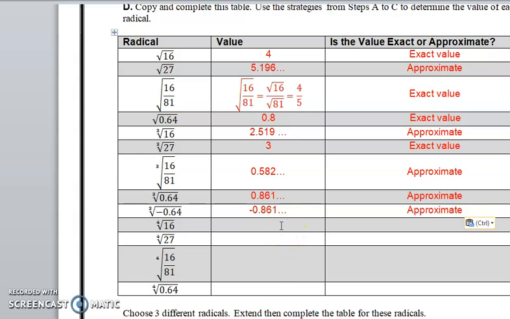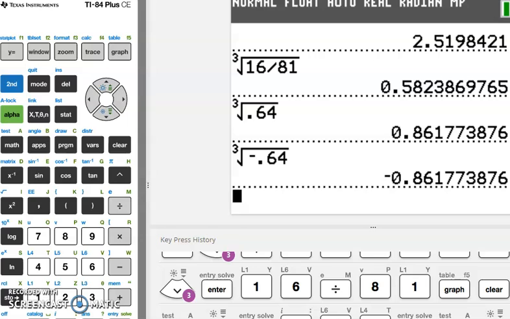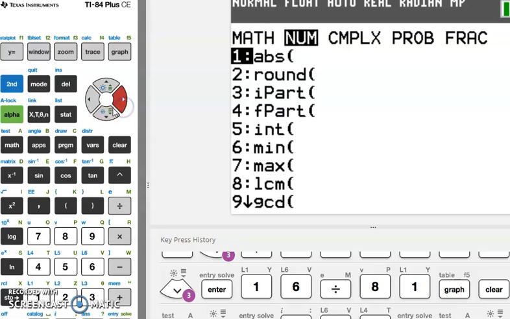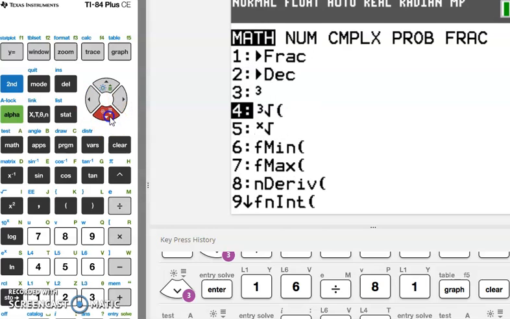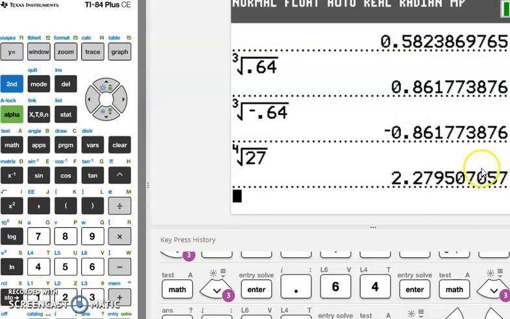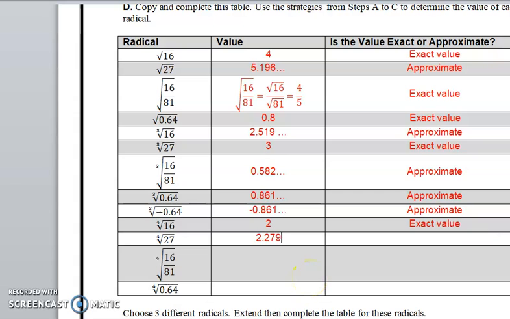The fourth root of 16 would actually be 2, which is an exact value. The fourth root of 27, you can work that out. I'll show you how I do that. So it's math. You'll see this x here. Enter. So it allows me to do this. This is if you use my calculator. I will show you how to do it on yours. You can play with that to try. So 27. 2.279, which is an approximate value.